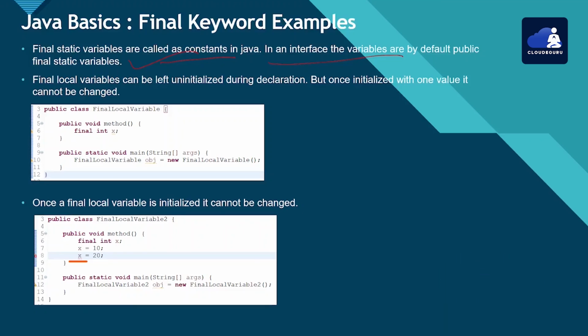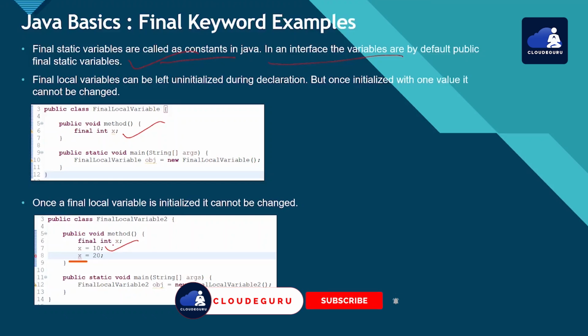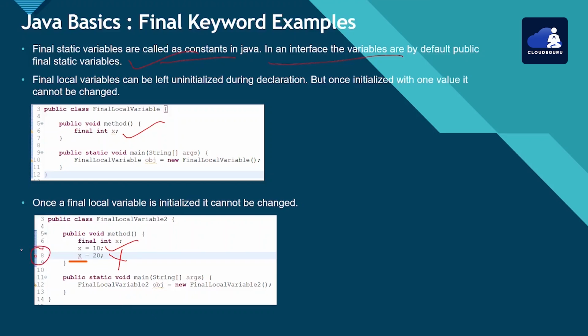Now we'll see final local variables. As I told, the local variables are those which are declared inside a method. So as per the rule, a final local variable can be kept uninitialized during the time of declaration. That is allowed. But if you see, once you assign one value, here the value 10 is assigned to x, which is a final local variable, you cannot assign a new value. Here we are trying to assign a new value 20 to x, and it's throwing a compile time error.